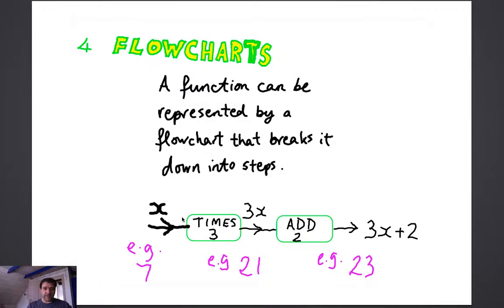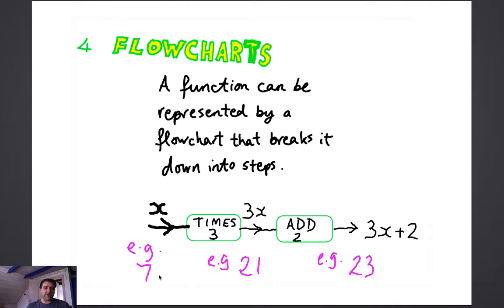So you'd start with x and you'd multiply it by 3, so you've got a box there in this flowchart that says times 3, and then after the other side of that box you've got 3x because you've multiplied it by 3. Then I've got another box that has the rule add 2, so out of that box comes 3x plus 2. So it's like a little machine that puts numbers through processes and breaks down a function into smaller processes, so it makes it easier to work out what it is.